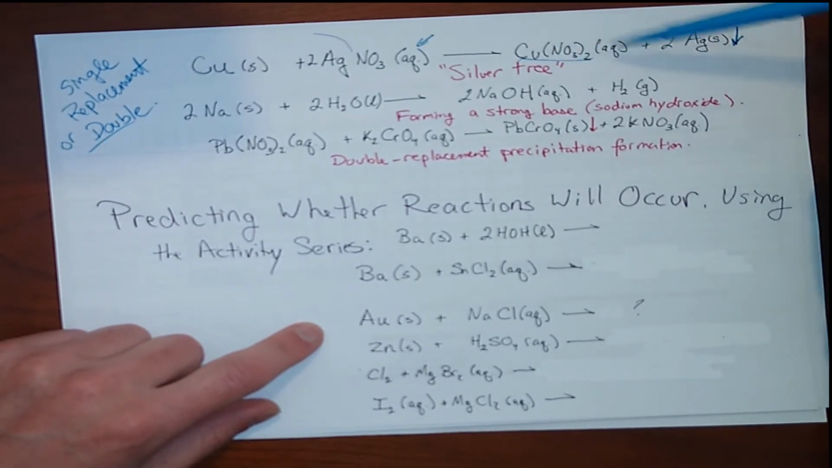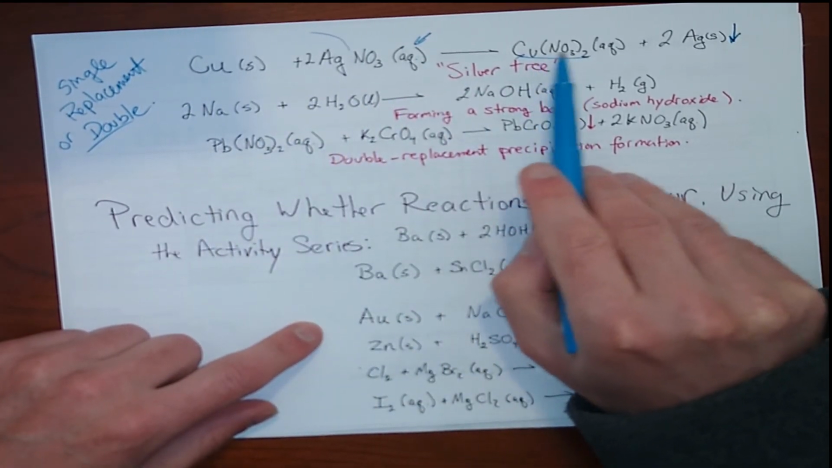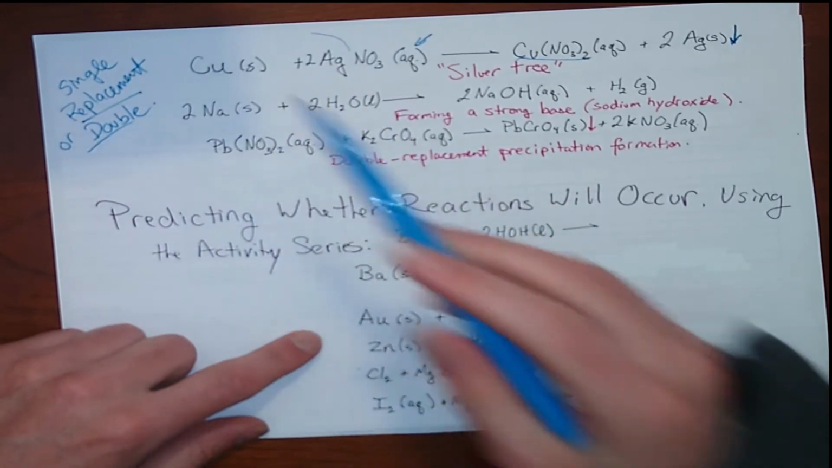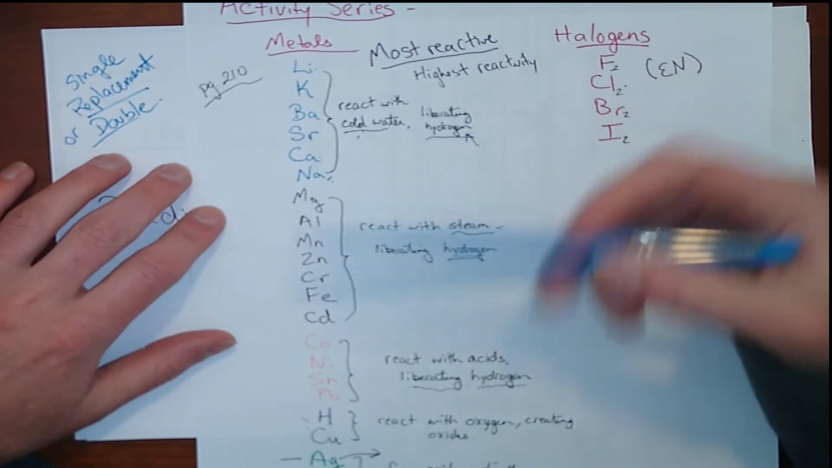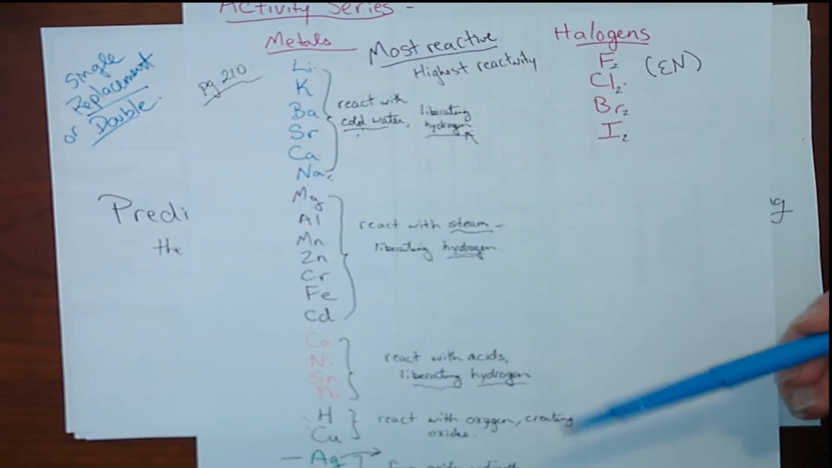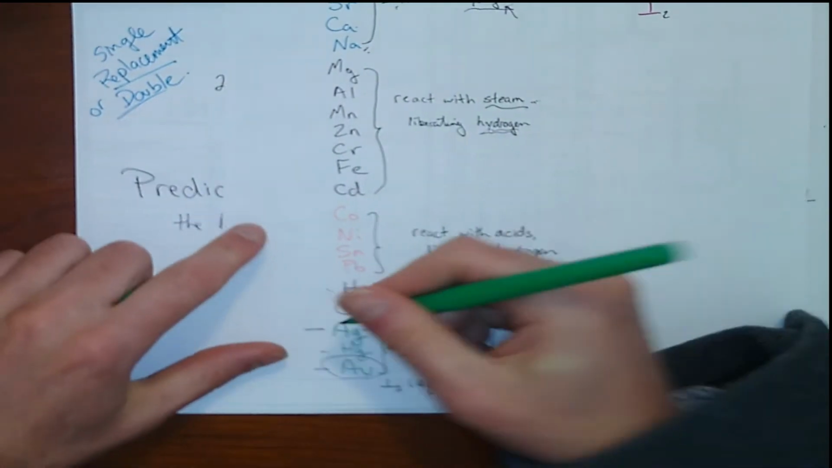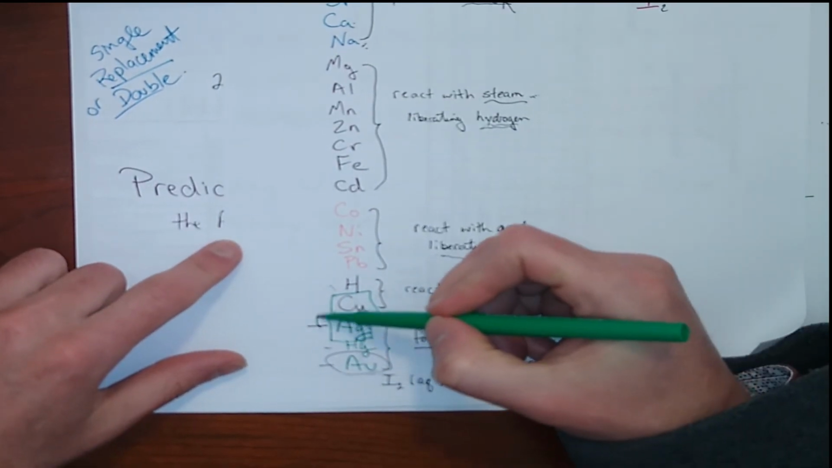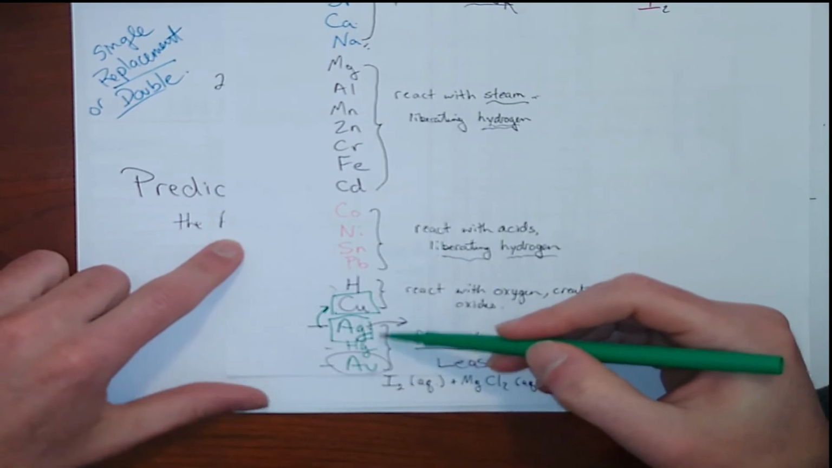And the reason that this will happen, that the copper will replace the silver and associate with the nitrate and take the place of the silver, is from the activity series. If we look at the listing of the elements in the activity series, you can see that we have copper way down here, and then silver here. And so copper is just a little bit higher in the activity series than silver is. So it will associate more easily with the nitrate.